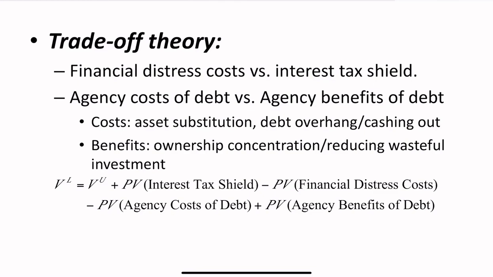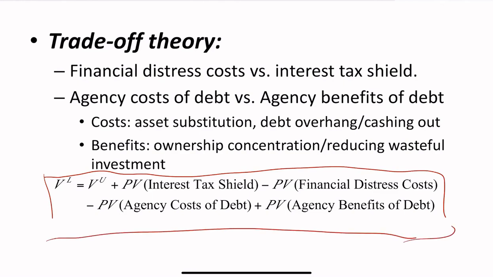And then we will use the following formula to summarize the trade-off theory. What you can see here is we have basically four components, right? The benefit of interest tax shield and the agency benefits versus the costs from financial distress and agency costs.